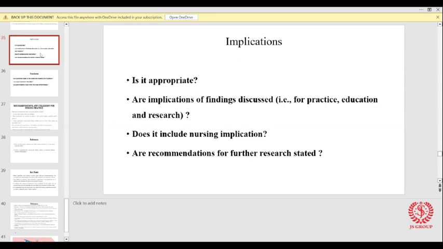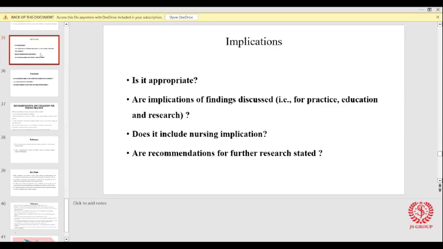For example, if I study massage therapy on labor pain, and I find in my research that massage therapy is effective for labor pain, then I can advise for nursing practice that labor room staff nurses can give massage therapy to laboring women. All the things are done in that same way.